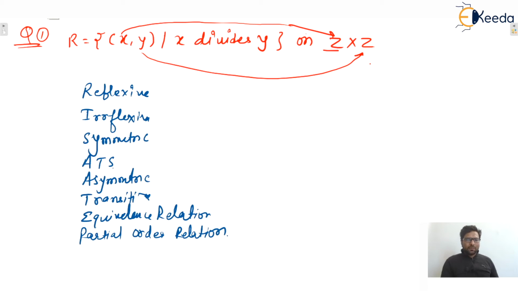Okay. Now you only tell me whether this is reflexive or not. Yes, we can say that 1 comma 1, 1 will be related with 1. Here also 2 comma 2 will be present, and also minus 1 comma minus 1. Any integer will be related with itself, but there is one ordered pair, 0 comma 0. Here 0 is not related to 0, because 0 doesn't divide 0. That is an indeterminate form, isn't it?